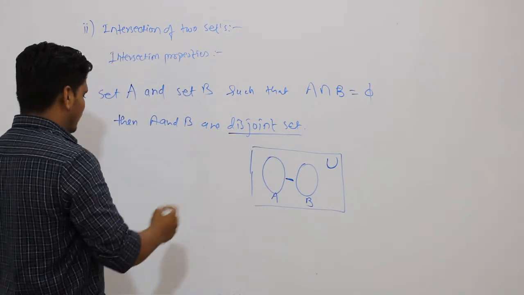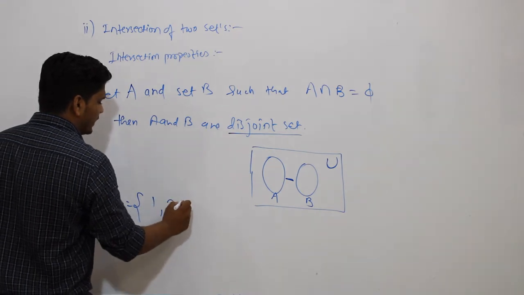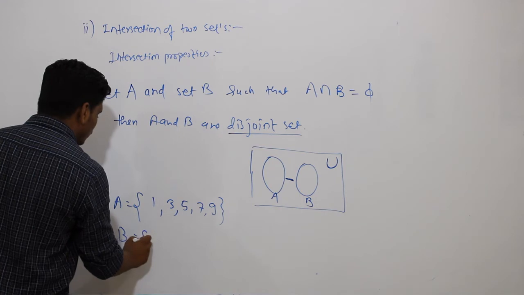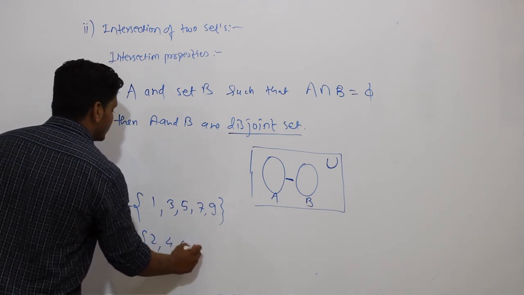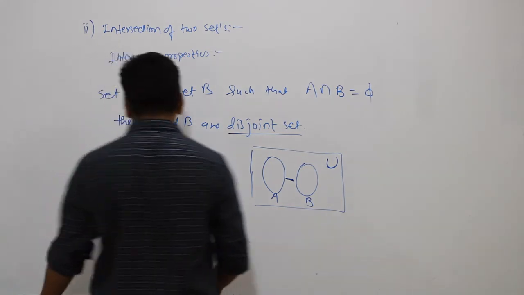For example, I will take A equals 1, 3, 5, 7, 9. And my B is equal to 2, 4, 6, 8 and 10. Now check again what is my A intersection B.